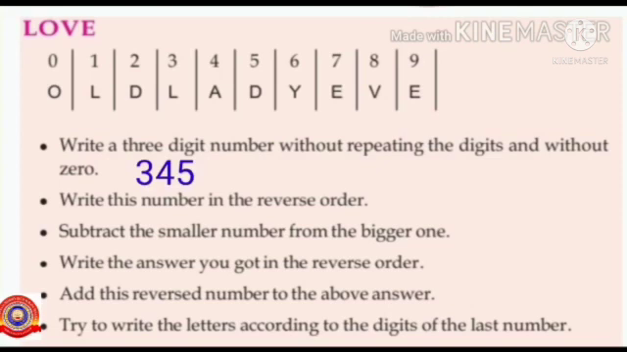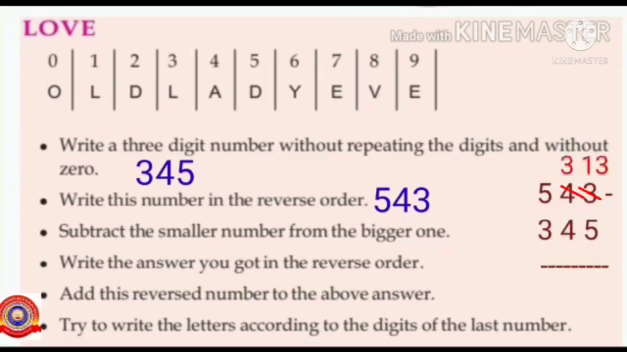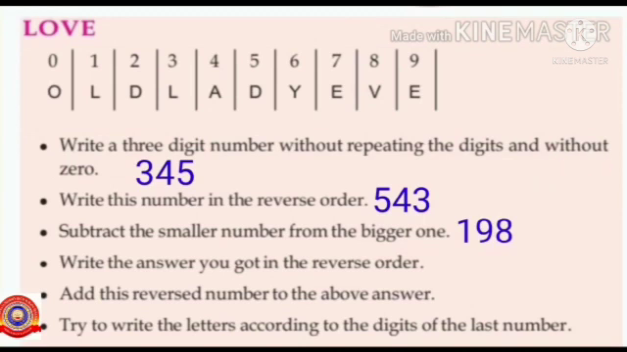Yes, 345. Next, write this number in the reverse order. That is 543. Next, subtract the smaller number from the bigger one. That is 543 minus 345. Here 3 becomes 13 and 4 becomes 3. 13 minus 5, 8. Then 3 becomes 13 and 5 becomes 4. 13 minus 4, 9. 4 minus 3, 1. That is 198.